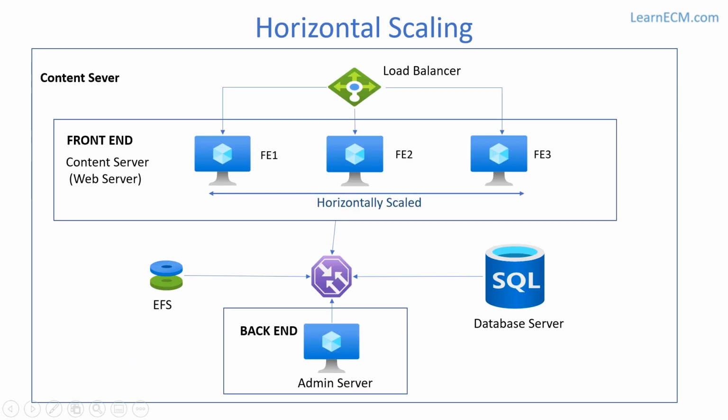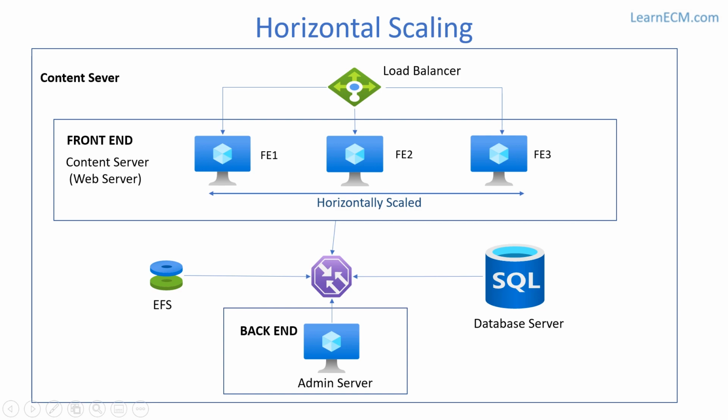So next is the horizontal scaling. Instead of installing multiple instances on a single virtual machine, we will have multiple content server installations on different VMs. So there will be multiple VMs, it can be 2, 3, 4 depending on our need, and all those systems will host the content server. All these front-end servers will be connected by a load balancer, which will distribute the load among them.